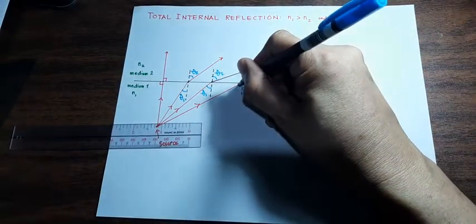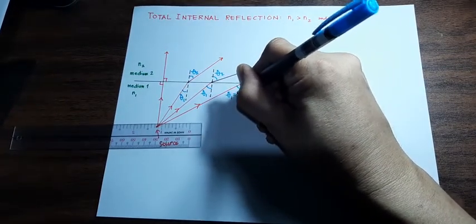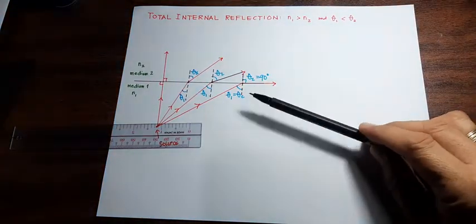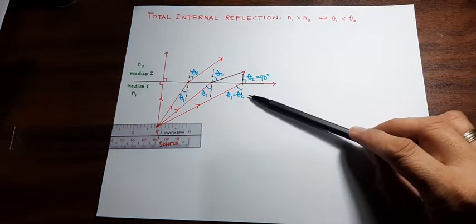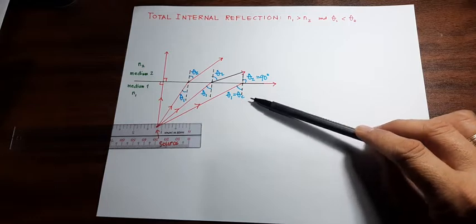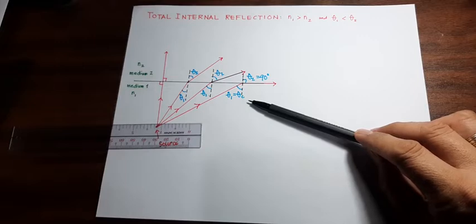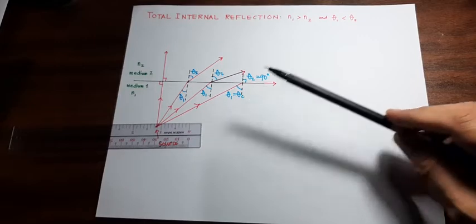And if that's the case, then angle 1 is called the critical angle, which is defined as the largest angle of incidence for refraction to still happen. That means that if you further increase the angle of incidence, then there's no refraction anymore.